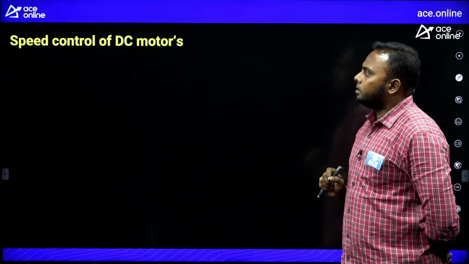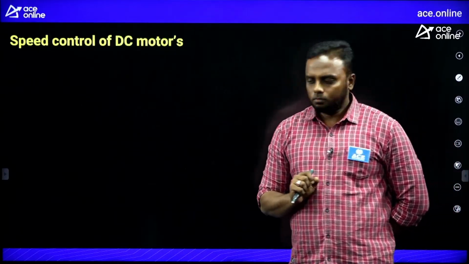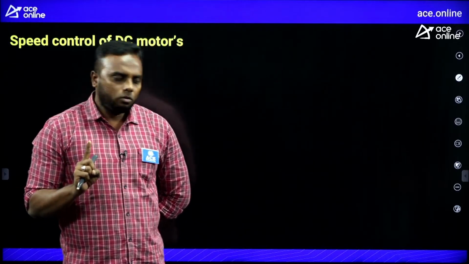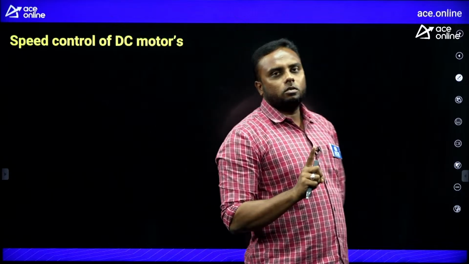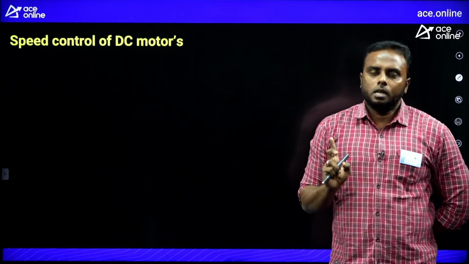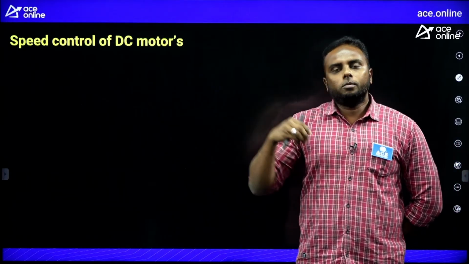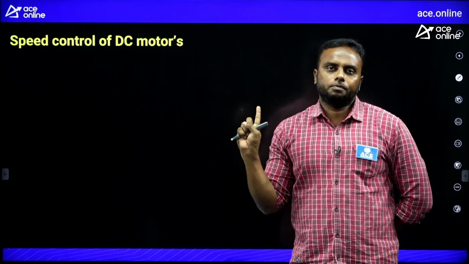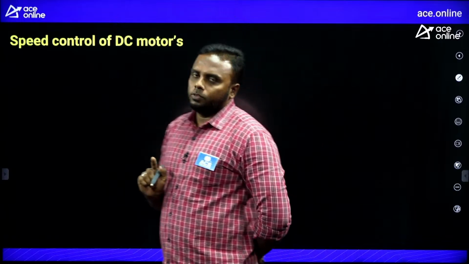Okay, next, speed control methods. What are the methods of speed control? Mainly three: flux control, armature resistance control, and voltage control method. Now, out of these, for above rated speed or high speed control, which method we have to use? Flux control. So flux control is suitable for above rated speed.